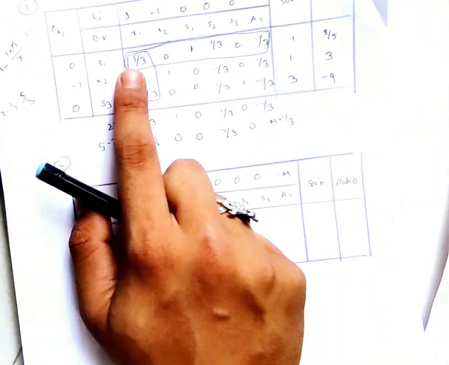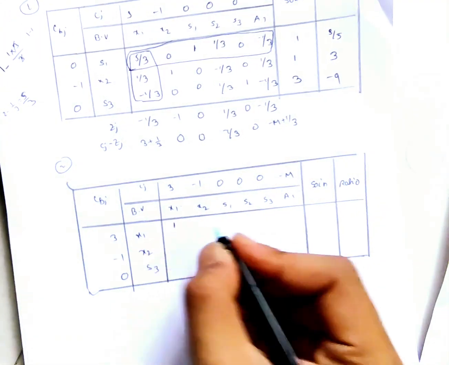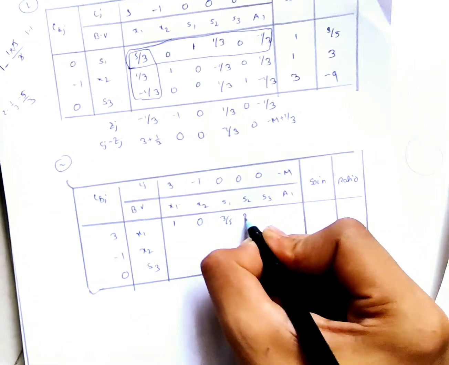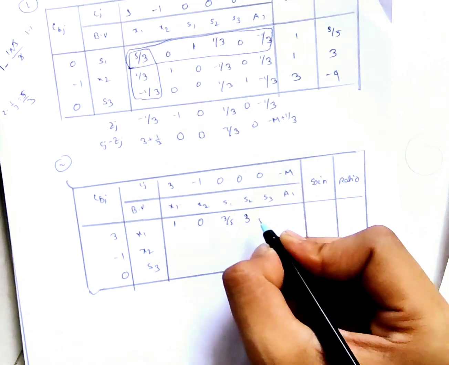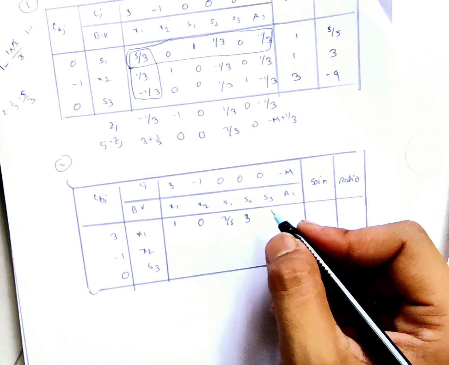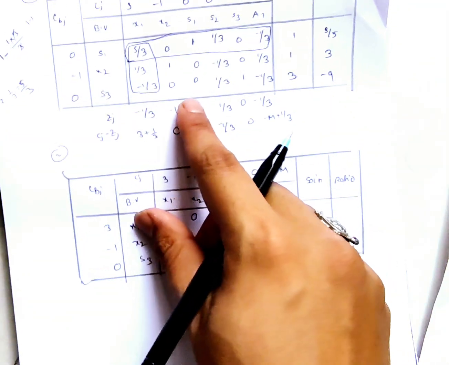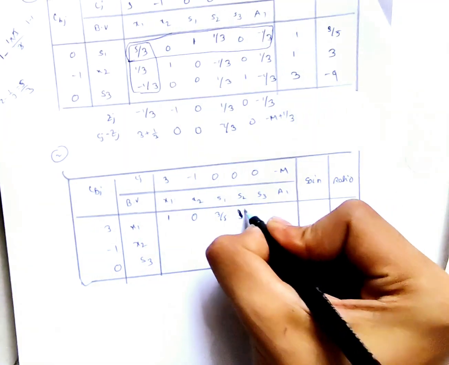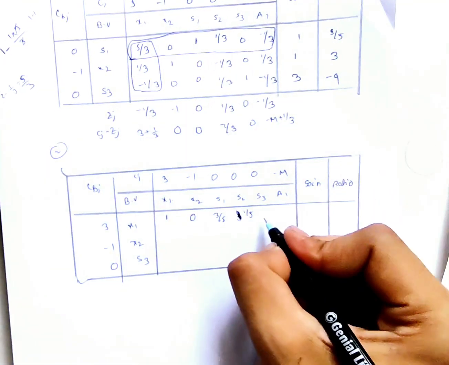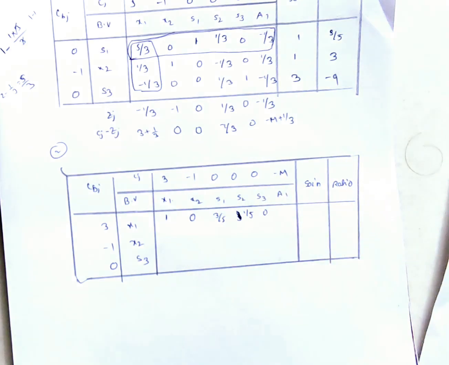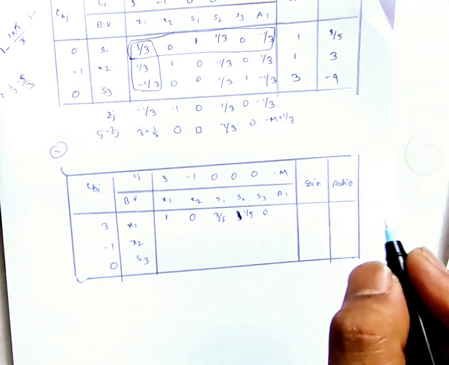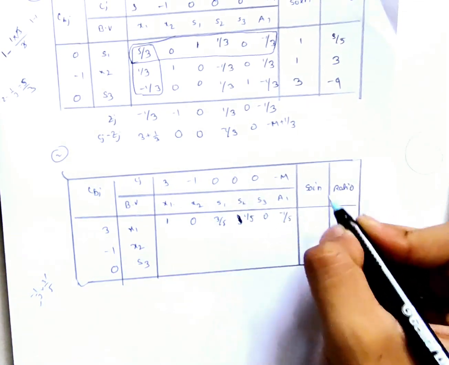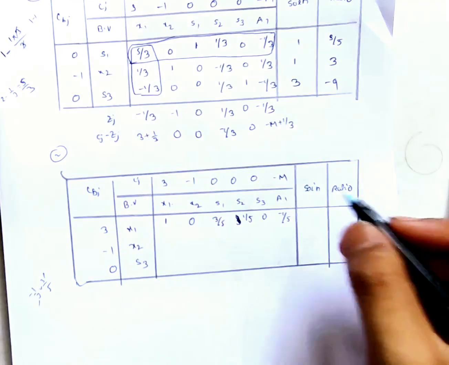5 by 3 is the key element and it is the key row. 5 by 3 by 5 by 3 is 1, and 0 by 5 by 3 is 0. Sorry, here 1 by 5 by 3, it is 1 by 3 into 3 by 5, that is 1 by 5. And 0 by 5 by 3 is 0, minus 1 by 3 into 3 by 5, 3 cancels, minus 1 by 5. And 1 by 5 by 3 is 3 by 5.